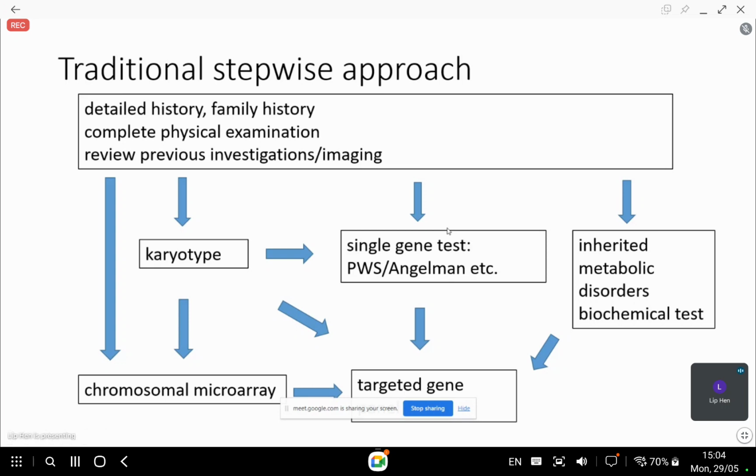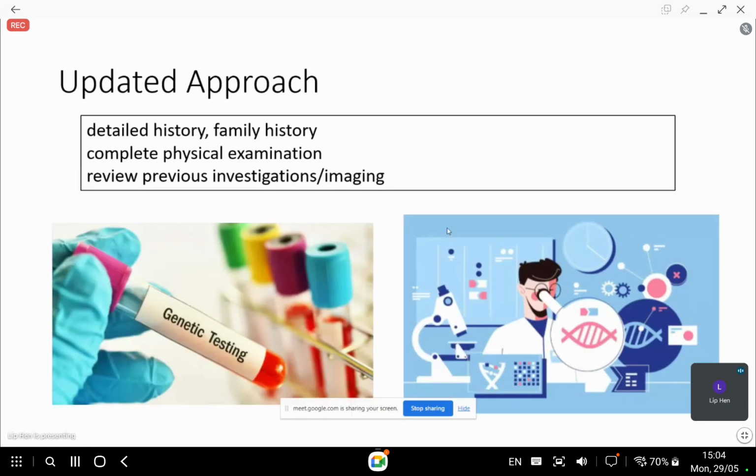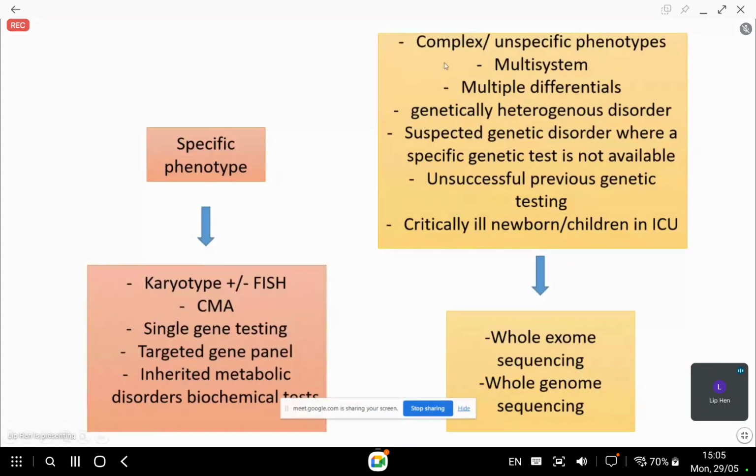So nowadays, when we see a child with global developmental delay, it's still important to take a detailed history of the child and a 3-generation family history, because we may get some clue from that, and do a complete physical examination and review whatever previous investigations or imaging that's been done to look for some extra clues. So it depends on the phenotype of the patient, whether the patient has a specific phenotype or a complex non-specific phenotype.